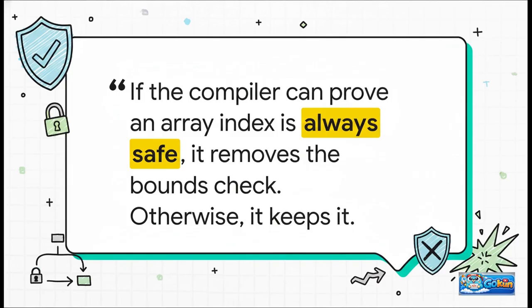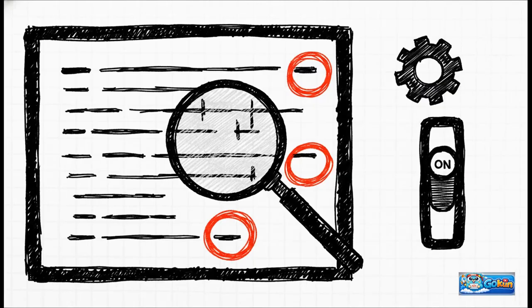But if there is any uncertainty, say the index comes from user input, it will absolutely not take that risk. The safety check stays in. And what's really cool is that this isn't some black box. You, the developer, can actually see what the compiler is doing. There's a special compiler flag you can use that will tell you exactly which bounds checks it couldn't get rid of. This is so useful for performance tuning because sometimes you can look at that and realize, oh, if I just rewrite my loop slightly differently, I can help the compiler prove it's safe.